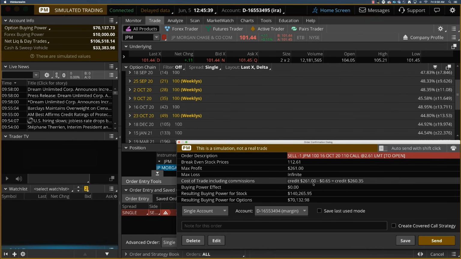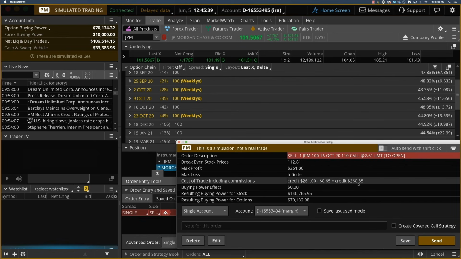We can now look at this where it says the credit, the $261, and what is the commission? The commission is 65 cents per contract, and you're going to see that's debited from the credit, leaving a credit of $260.35.